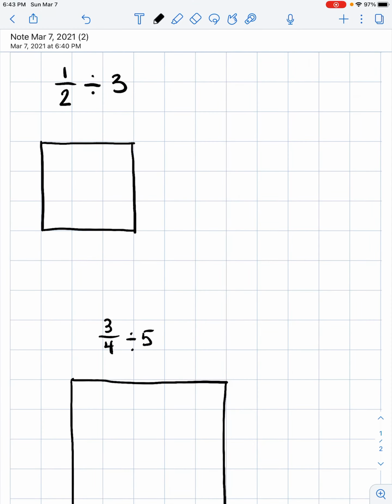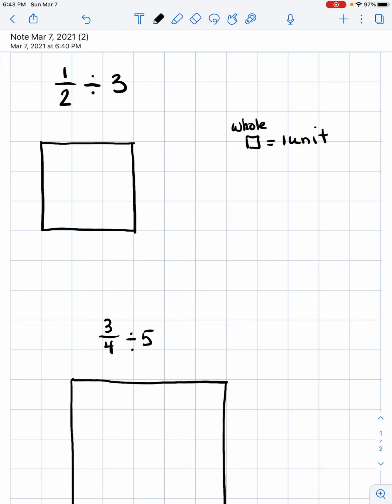Let's use models to understand dividing a fraction by a whole number. In this case, we're going to use area models, which I'm sure you are familiar with. Remember, again, area models show a square, and the entire square is 1 unit. Okay, so the whole square is 1 unit. And when we model our fractions, we're going to take that into account.